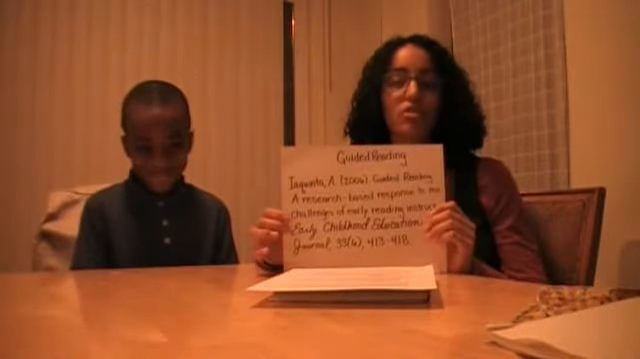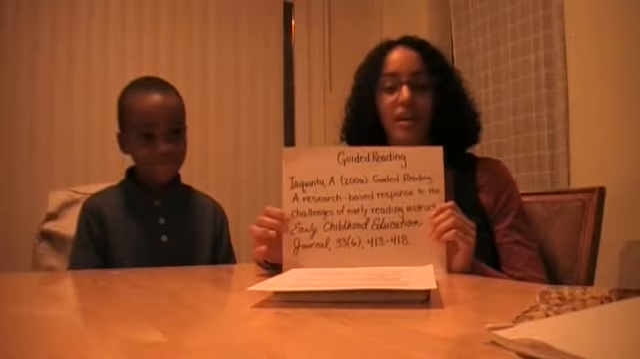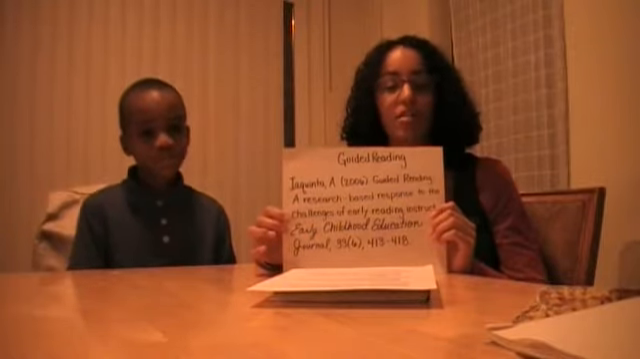The research base for this intervention comes from Aquins's 2006 article, Guided Reading, a research-based response to the challenges of early reading instruction. So first, for the purpose of this intervention, you could do this with your entire class by dividing them into small groups of 4 to 6 students. Tonight, I'll just be using one student, which is another way you can do the intervention, one-on-one.